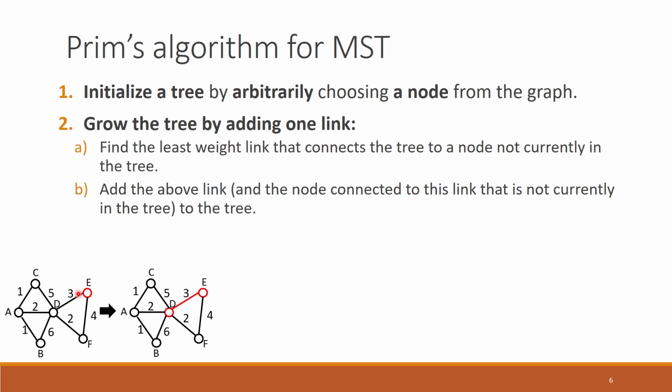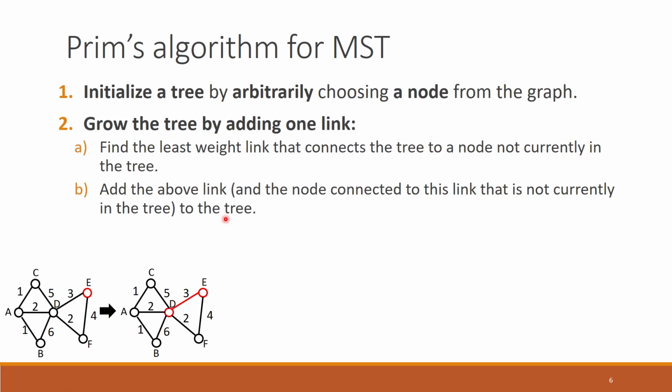Okay. Now, this is the important step of this algorithm. We now grow this tree by adding one link at a time, and the way this link should be selected is as follows. We first find the least weight link that connects the tree to a node not currently in the tree. Okay. And then we add this link to the tree.